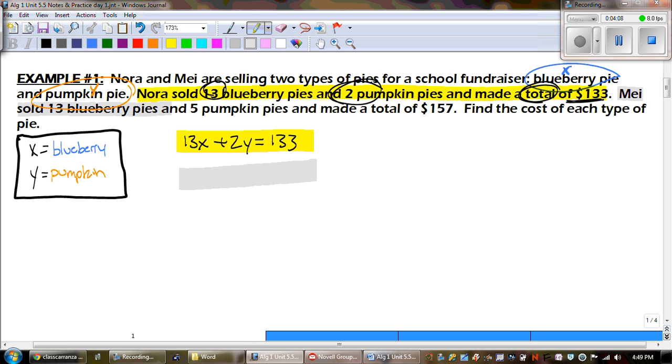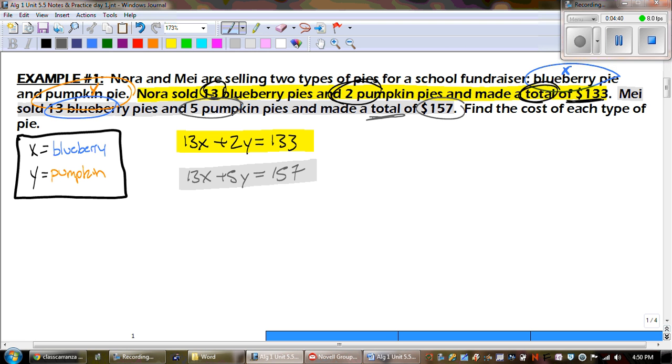May sold 13 blueberry and 5 pumpkin and made a total of 157. So there's my x, 13x. There's my y, plus 5y. There's the word total. And 157. So we did step one, we did step two, and now we're going to solve.